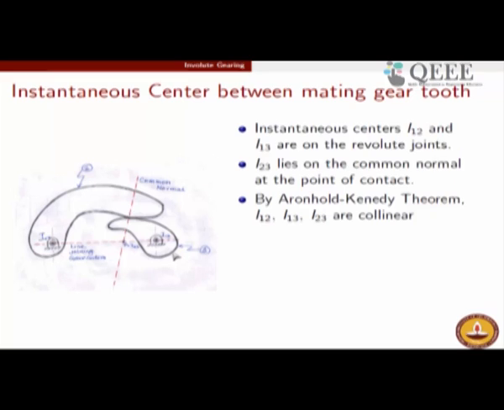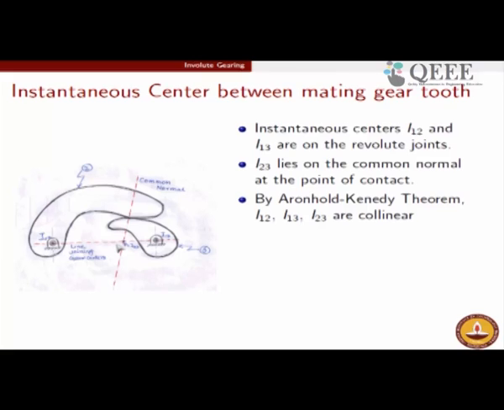So, what Aronhold-Kennedy theorem gives us is that these three relative instantaneous centers must be collinear. We have already found out I12 and I13, these being the revolute joints which connect the gears with the reference frame. Therefore, the Aronhold-Kennedy theorem says that the third instantaneous center I23 will have to lie along the line joining I12 and I13, right. That is what the Aronhold-Kennedy theorem statement gives us.